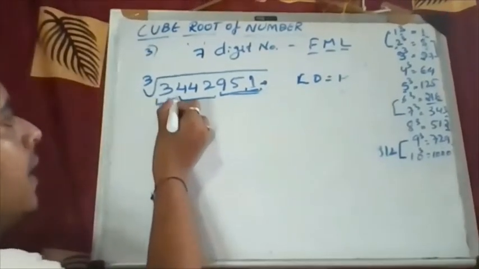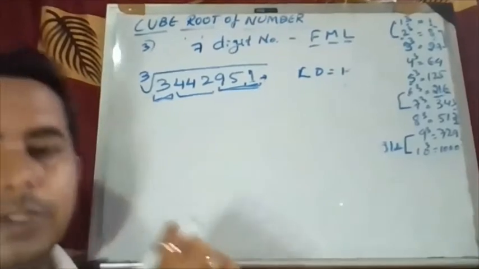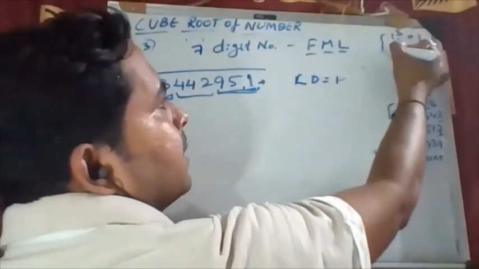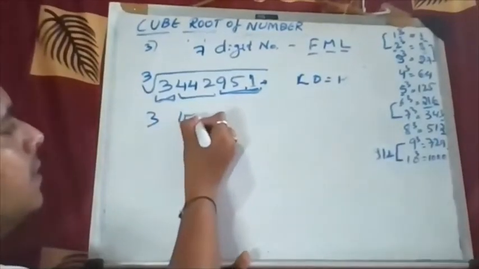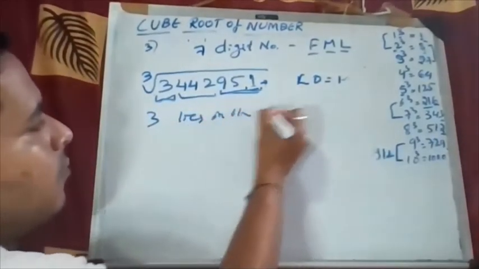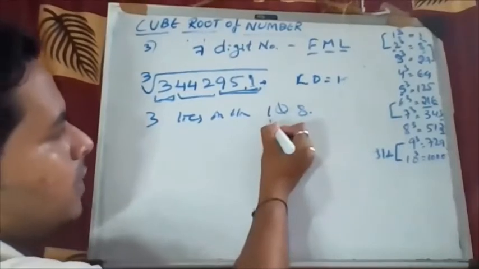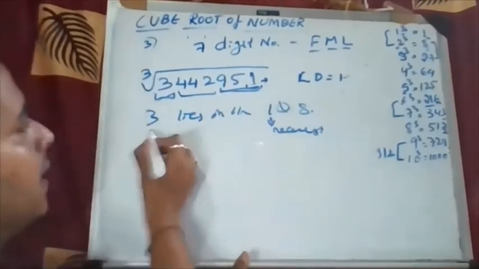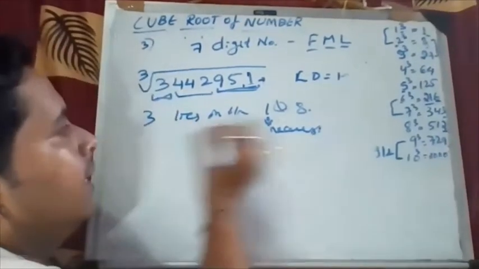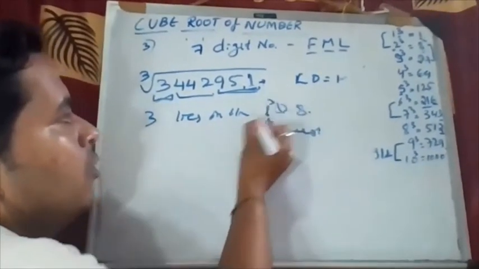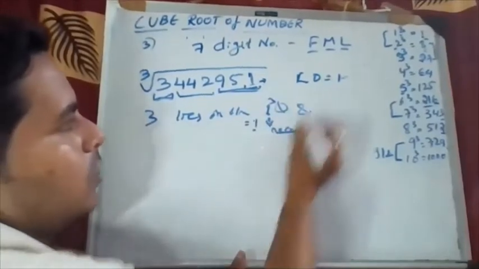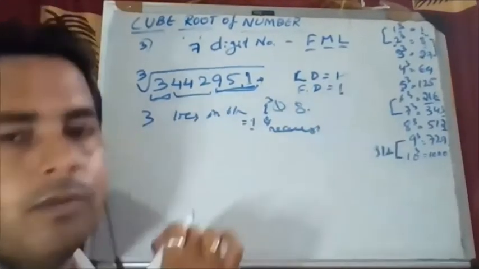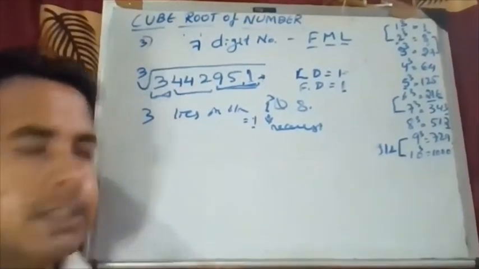Now check 3, the first digit value. Check where this 3 lies. This 3 lies in between 1 and 8. Okay, so which is the nearest number? 1 is the nearest number. 3 का nearest number क्या है? 1. So 1 cube का value क्या रहता है? 1 ही रहता है. So your first digit will be 1 only. Okay, first digit will be 1.